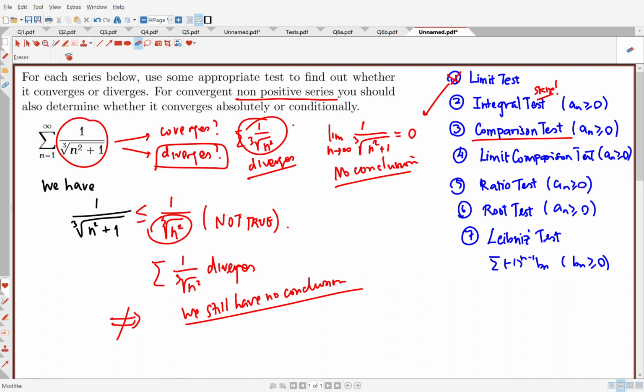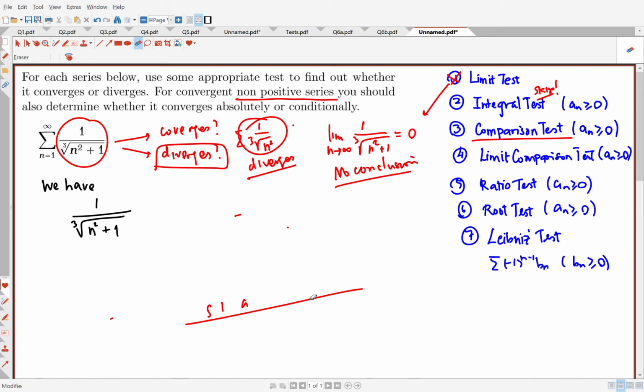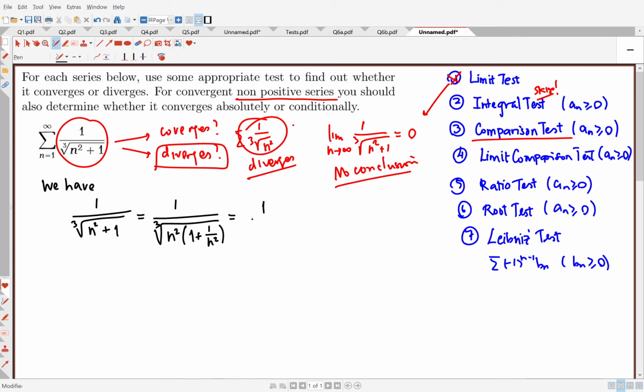Don't give up. Okay, it looks very similar to this, so let's make use of this trick. So I first take out n squared from the inside, 1 plus 1 over n squared, and I take this out: 1 over n^(2/3) times the cube root of 1 plus 1 over n squared.